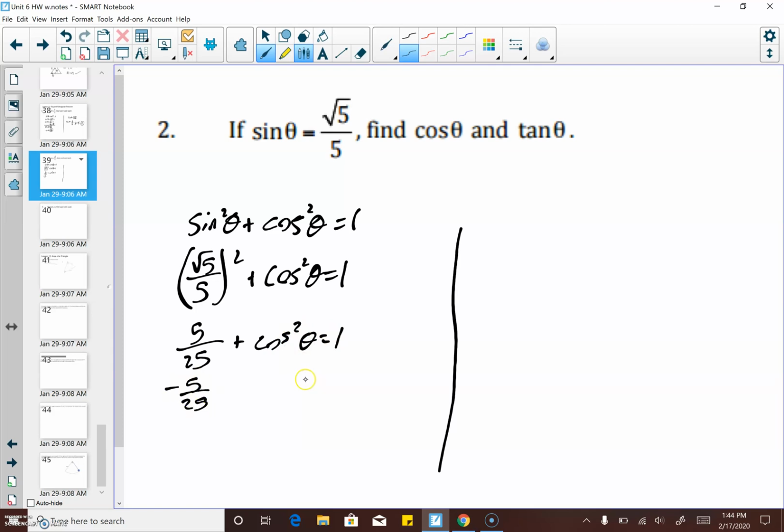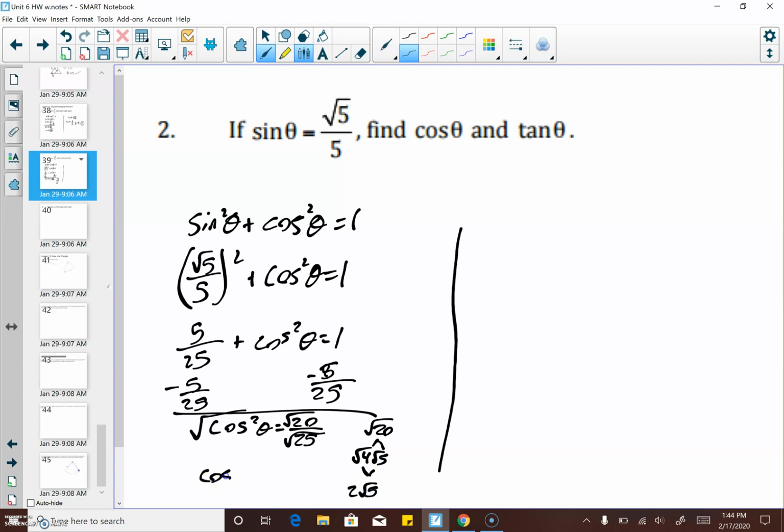We'll subtract that fraction on both sides. We get cosine squared theta equals 20 over 25. Square root both sides, and we have to do a little bit of work here for the 20. That turns into square root 4 times square root 5, which gives us 2 square root 5. So then we end up with a cosine of 2 square root 5 over 5.